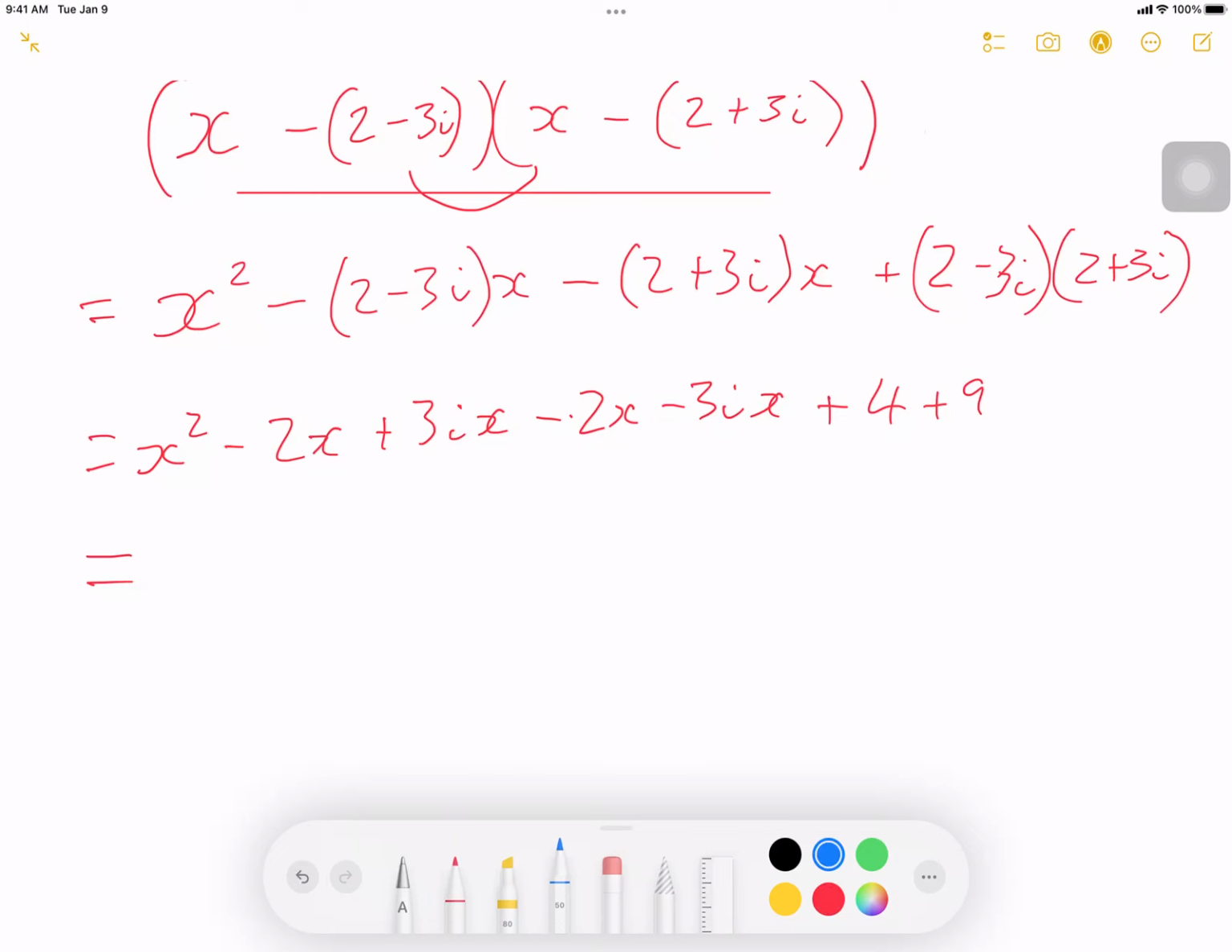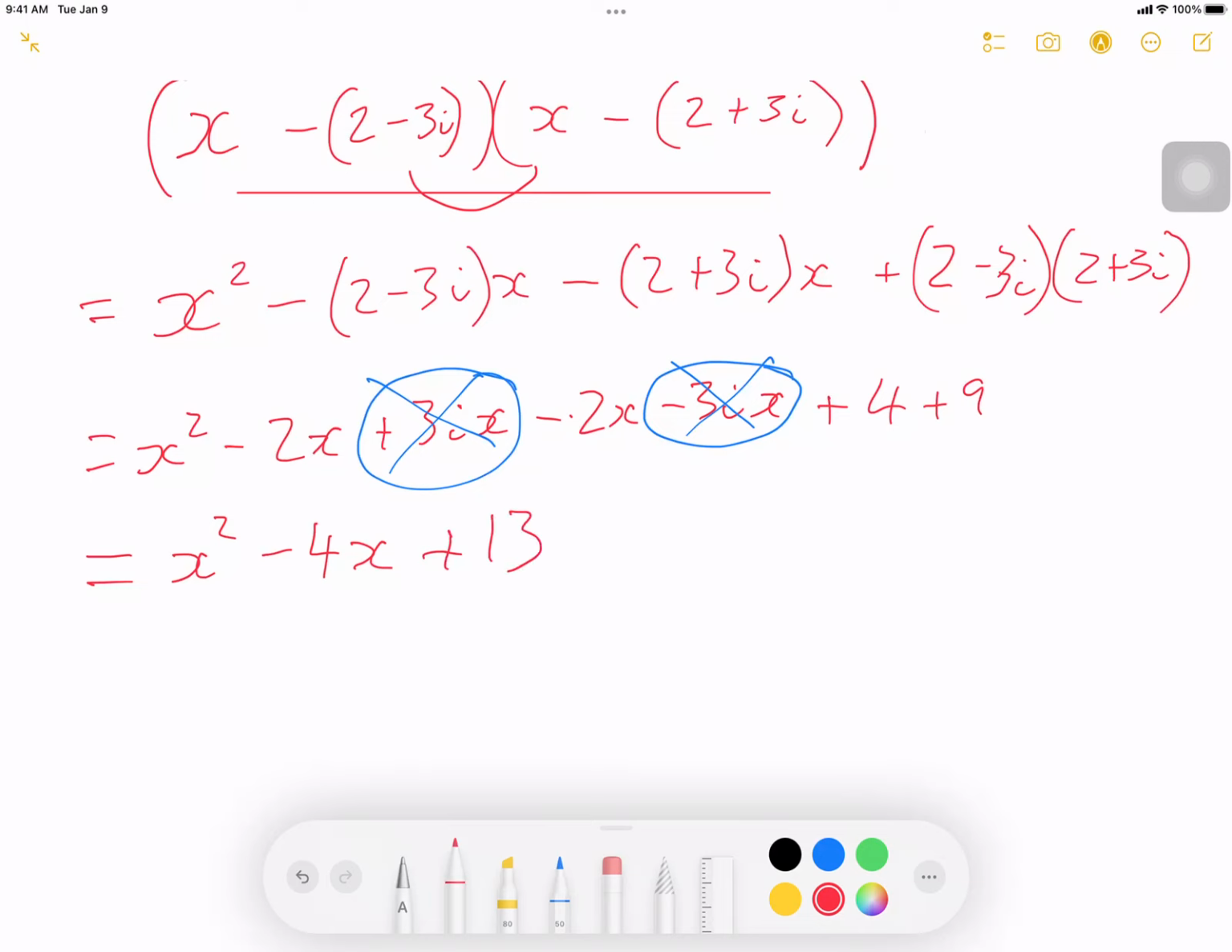And so now I just want to be simplifying this down a little bit. I'm noticing I've got this and this that cancel. These two sort of complement each other. So I'm going to have x squared minus 4x plus 13. And that is now giving me, I've finished. Notice I've got a real number here, I've got a real number here.